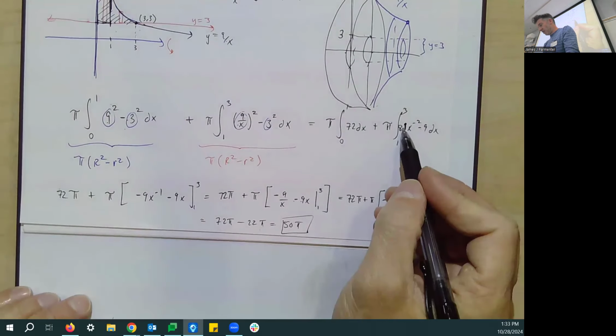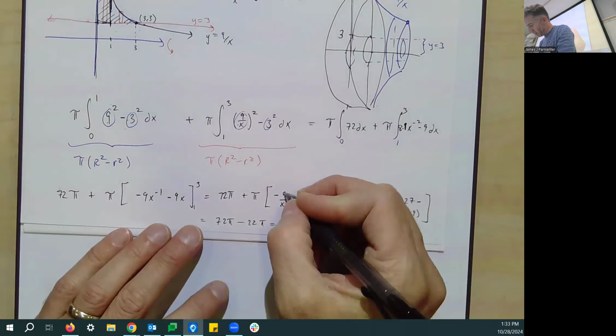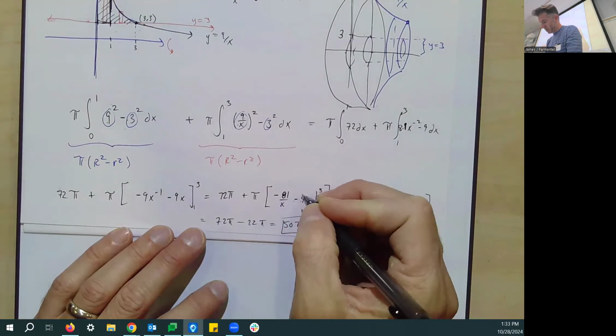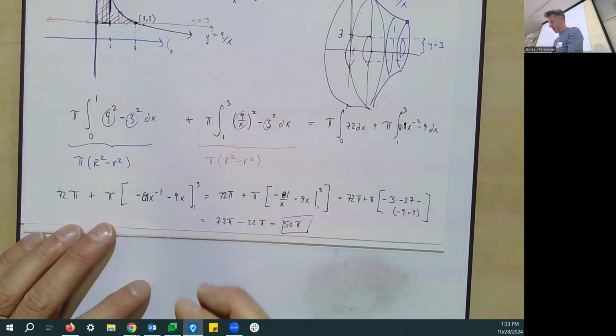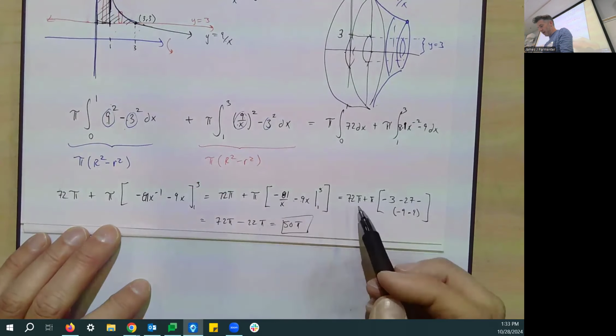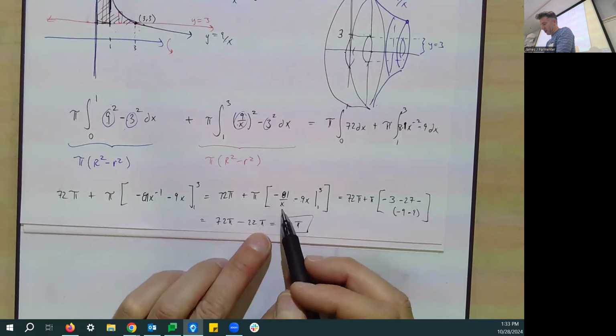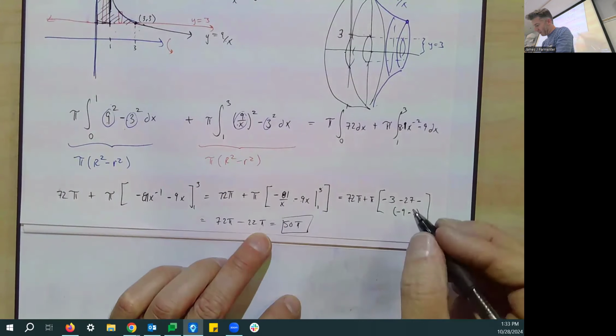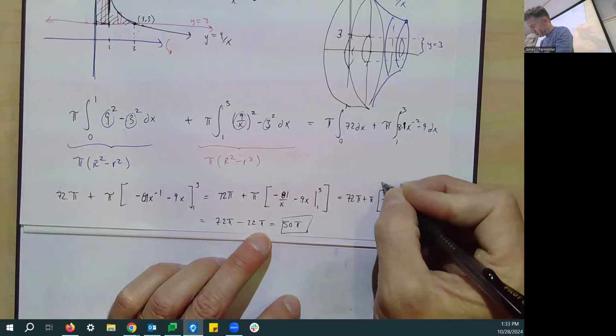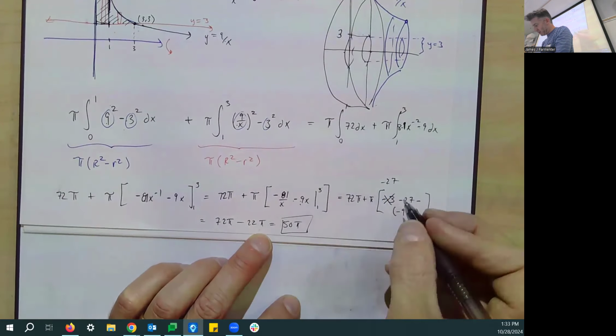So that should be an 81 there. Ugh. That should be an 81 here. Gross. That should be an 81 here. Awful. And then when you plug it in, negative 81 over 3 is negative 27. Boo. Negative 9 times 3 is also negative 27.